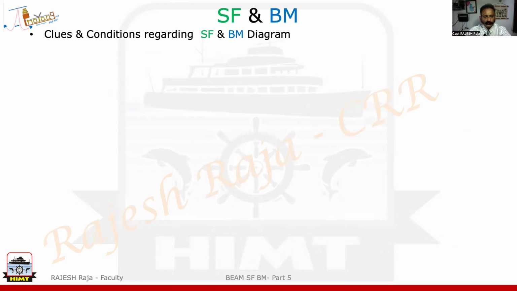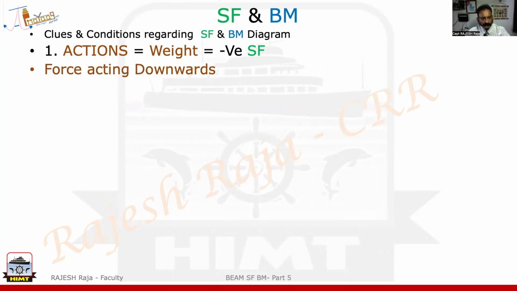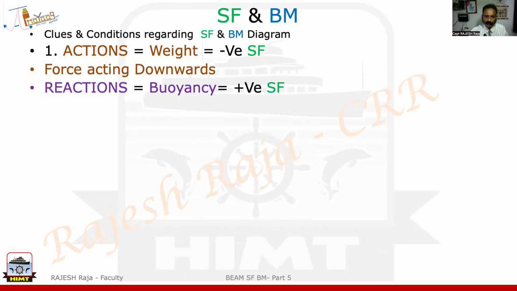Let us look at a few clues and conditions which I had not mentioned in the first video which I made for SFMPM. You will see that we will always take actions as weight, which is actually going downwards. And why I called it negative is because I'm going to choose the left side. And I told you anything going down on the left side, please remember, is negative, force acting downwards. Then what is reaction? Reaction can be equated to buoyancy. Buoyancy forces are plus on the left side because forces are acting upwards.